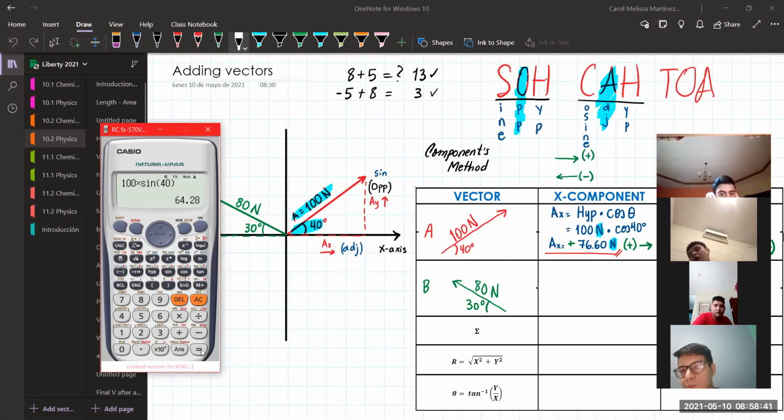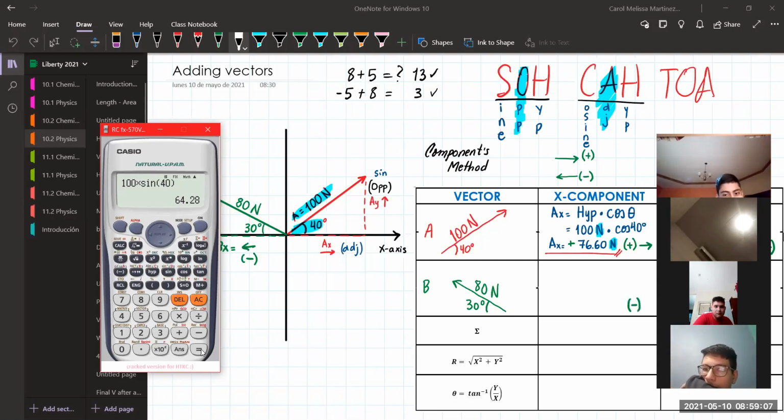Now let's analyze the direction. Bx, the component x of that vector, is going where? Right or left? Left. Okay, it's going left, so it's going to be negative. I know I put positive, sorry. So it's going to be negative. So I want you to put the sign right here, negative, because it's going to the left. In that way, you're not going to forget.